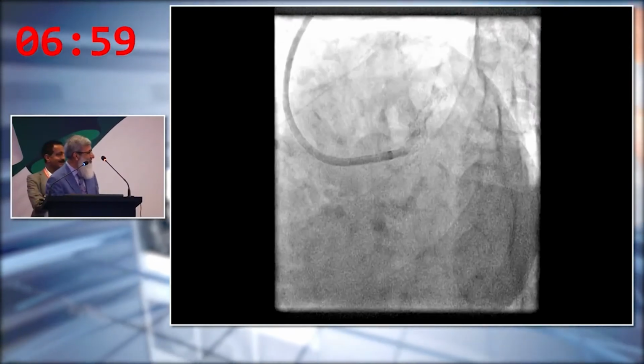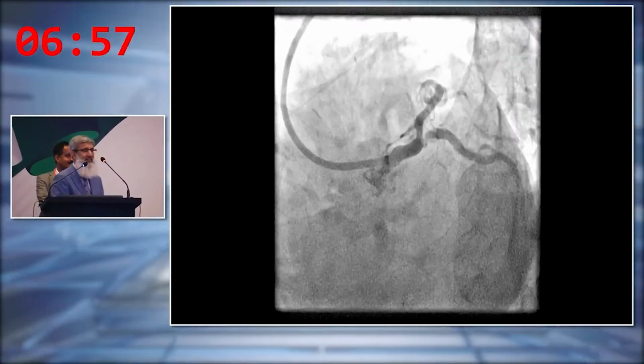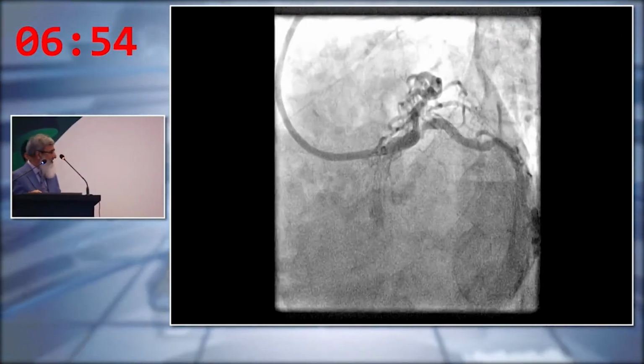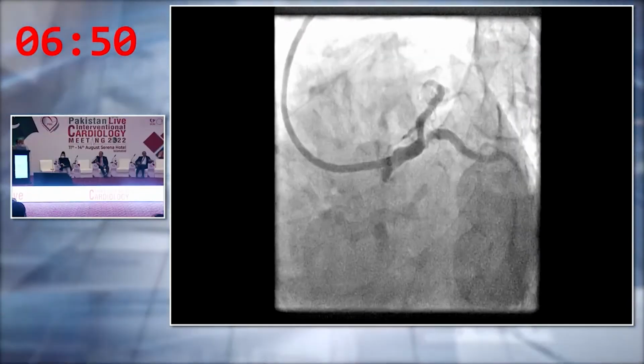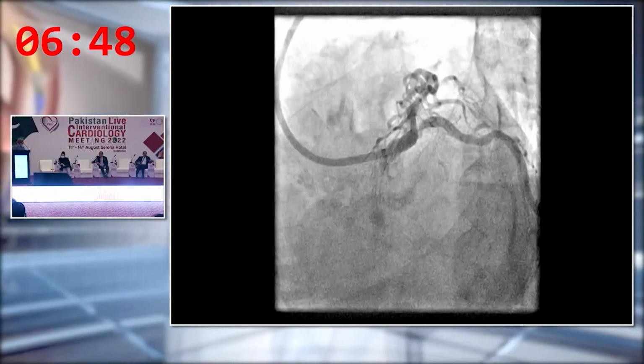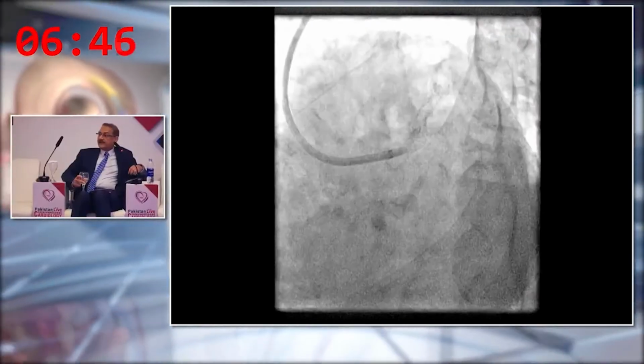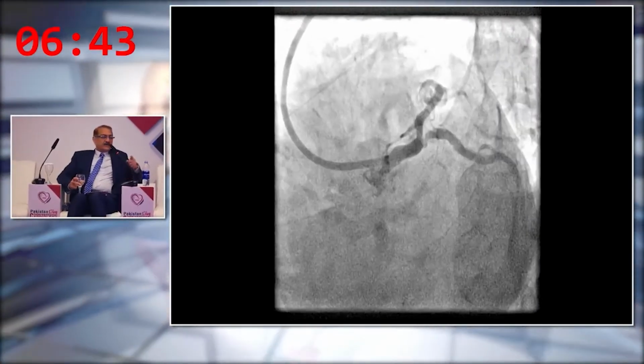Right. Who would like to comment? Two questions. One, was the troponin positive, an ACS patient? Yes, mildly positive. Because there is some haziness in the ostium. And second, was she taking dual antiplatelets?